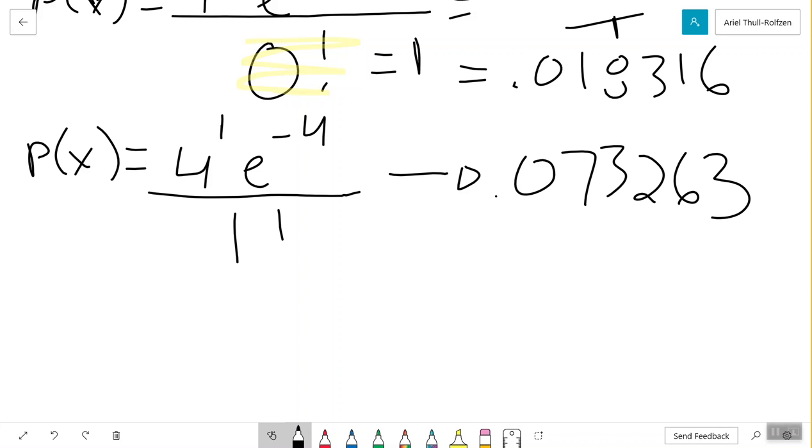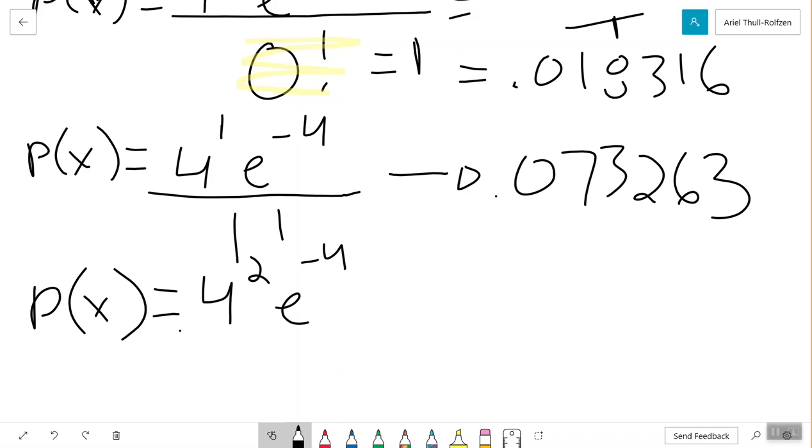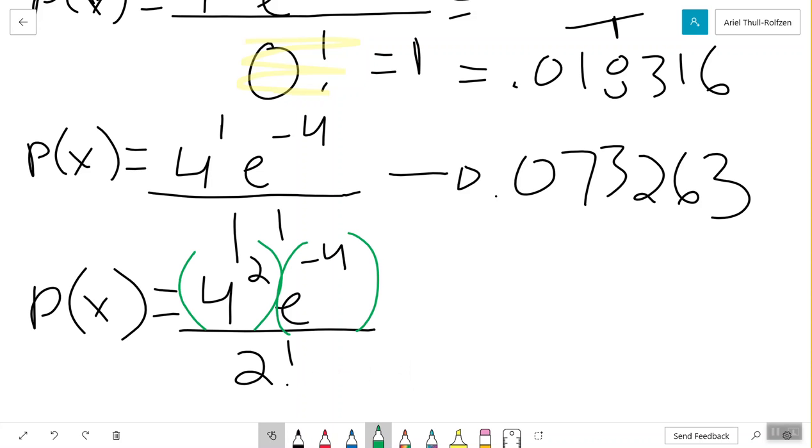So now we're going to take 1 out, and we're going to say, okay, let's do the last one, P of x, because we still have to do 2. P of x equals 4 to the power of 2 times e to the power of negative 4 all over 2 factorial. And if it helps you guys to put parentheses in these so you know what order it is, this bad boy gets done by itself, this bad boy gets done by itself, and then we can multiply them both together, and then this bad boy gets done by itself, and then we can divide. So when I'm done with this, I get 0.146525.